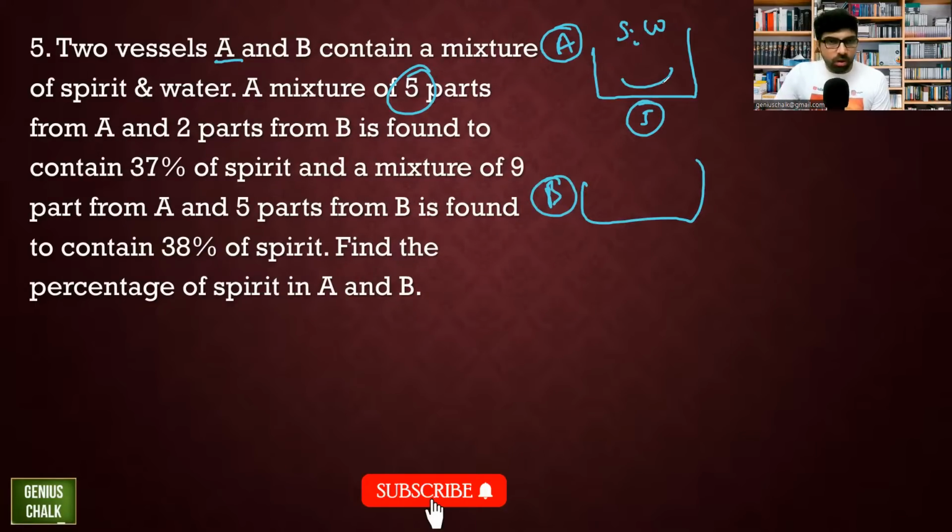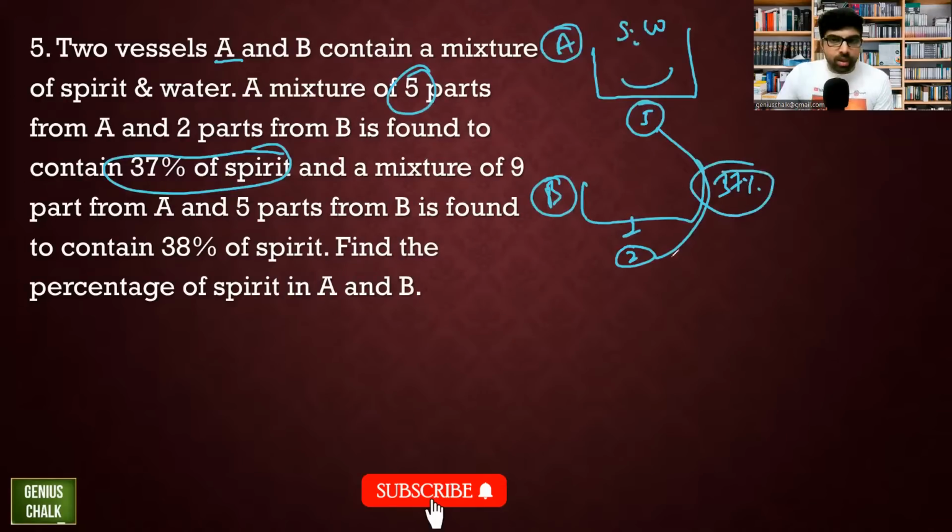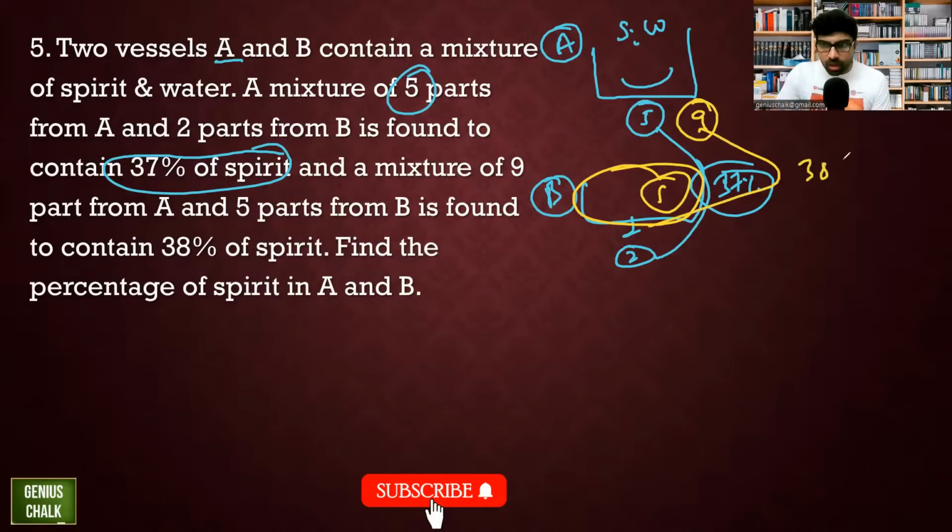From the second vessel, I'm drawing 2 parts, and the overall is containing 37% of spirit. Similarly, if I take 9 parts from A and 5 parts from B, the overall has to be 38% of spirit. So this is the percentage of spirit in A and B that we need to find.